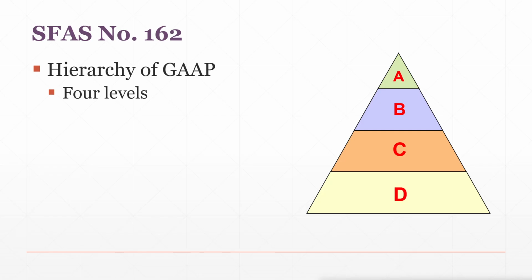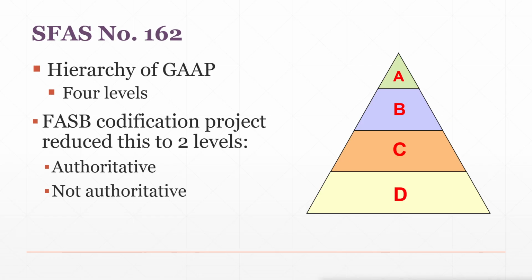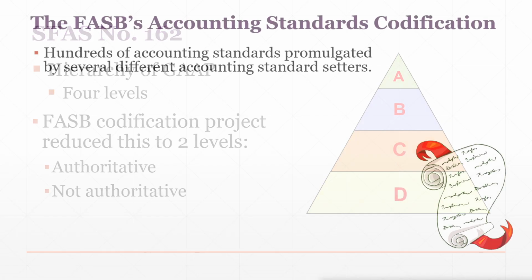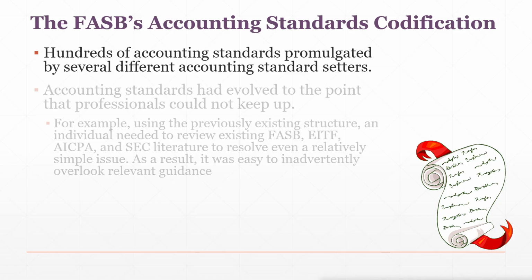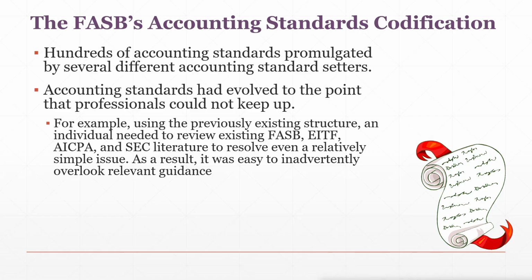So here's the hierarchy of GAAP. We've got 4 levels. The FASB Codification Project reduced this to 2 levels, authoritative and non-authoritative. So what did this look like? There were hundreds of accounting standards promulgated by several different accounting standard setters. Accounting standards had evolved to the point that professionals could not keep up. For example, using the previously existing structure, an individual needed to review existing FASB, EITF, AICPA, and SEC literature to resolve even a relatively simple issue. As a result, it was easy to inadvertently overlook relevant guidance.